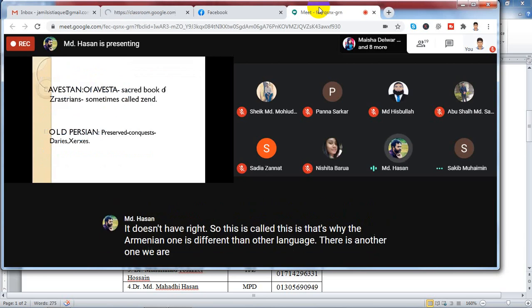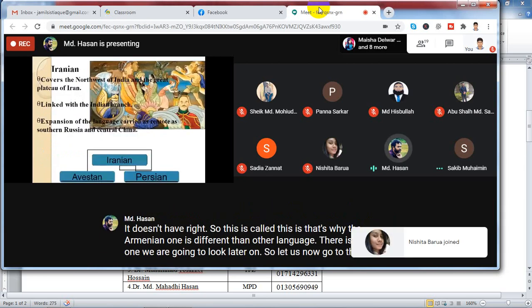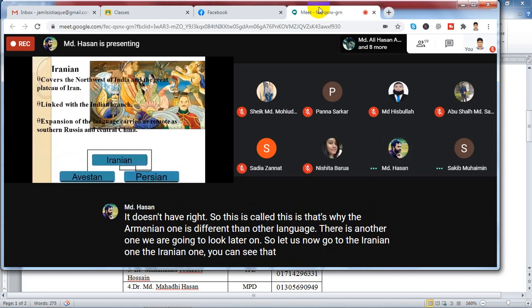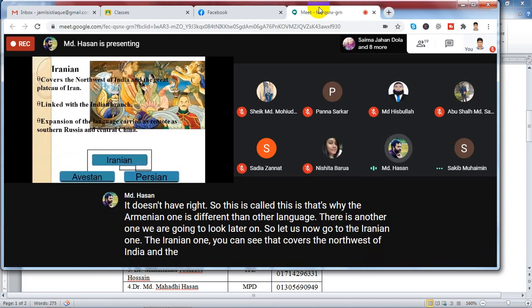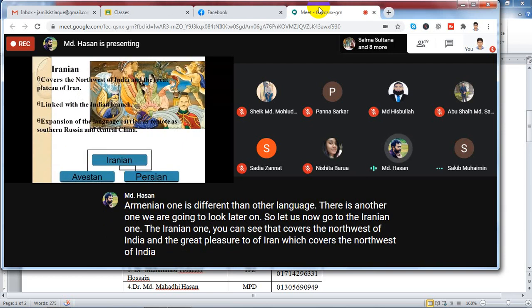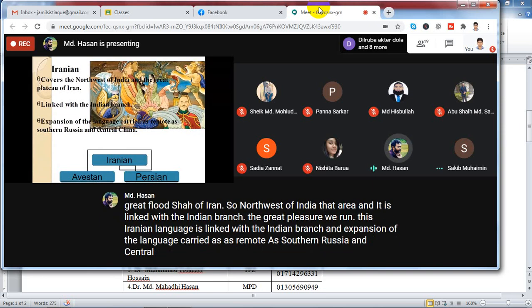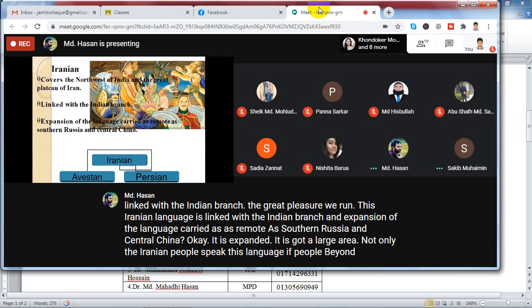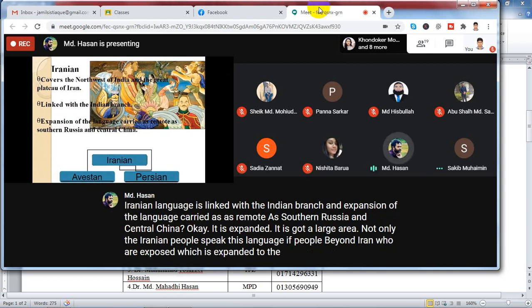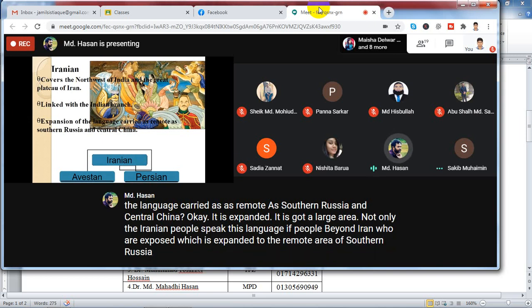There is another one we are going to look at later on. So let us now go to the Iranian one. The Iranian one covers the northwest of India and the great plateau of Iran. So the northwest of India, that area, and this Iranian language is linked with the Indian branch, and the expansion of the language carried as far as southern Russia and central China. It has got a large area. Not only Iranian people speak this language, but people beyond Iran, in the remote areas of southern Russia and central China.